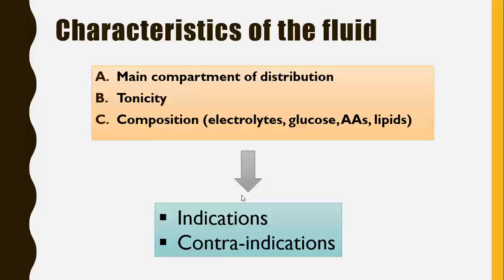Let's start the main core of the lecture, objective 2: how to choose the appropriate type of fluid. We should know 3 important criteria of each IV fluid. If I know those criteria well, I can prescribe and I can know the indications and the contraindications of each type of fluid. Those are the main compartment of distribution of the fluid, the tonicity of the fluid, and the composition of the fluid.